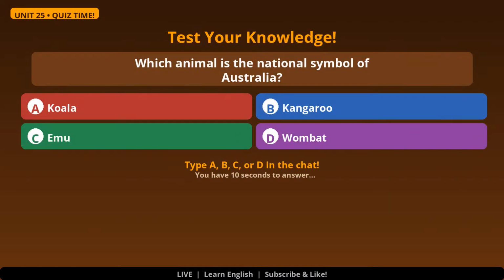Let's test your knowledge. Here's the question. Which animal is the national symbol of Australia? Option A, koala. Option B, kangaroo. Option C, emu. Option D, wombat. Think about it. Type A, B, C, or D in the chat. You have 10 seconds.